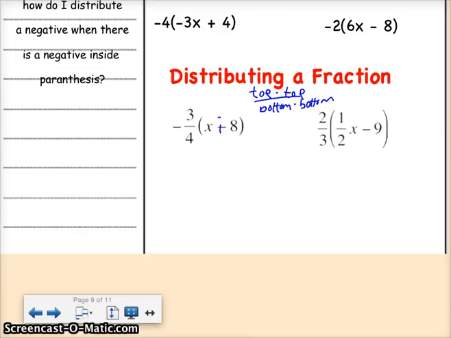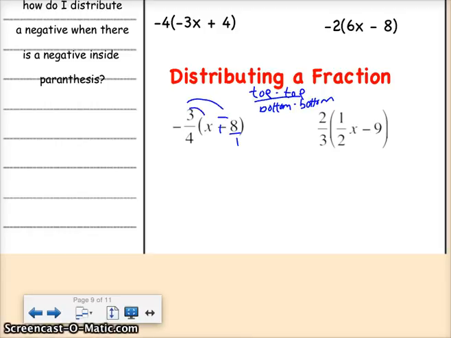So the first thing I always do is turn it to negative, plus a negative. And then I'm going to put a 1 on the bottom so I know what the top is and I know what the bottom is. Now I distribute.